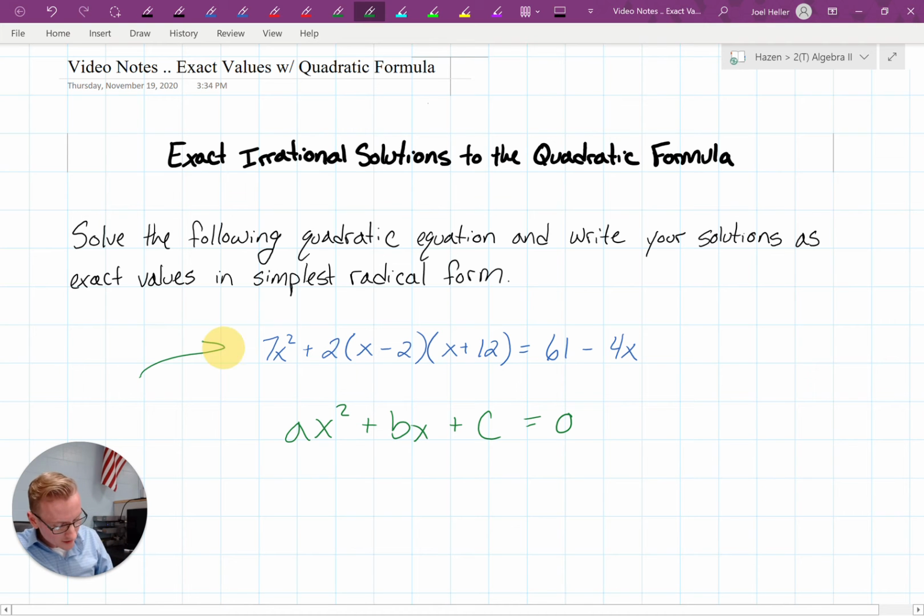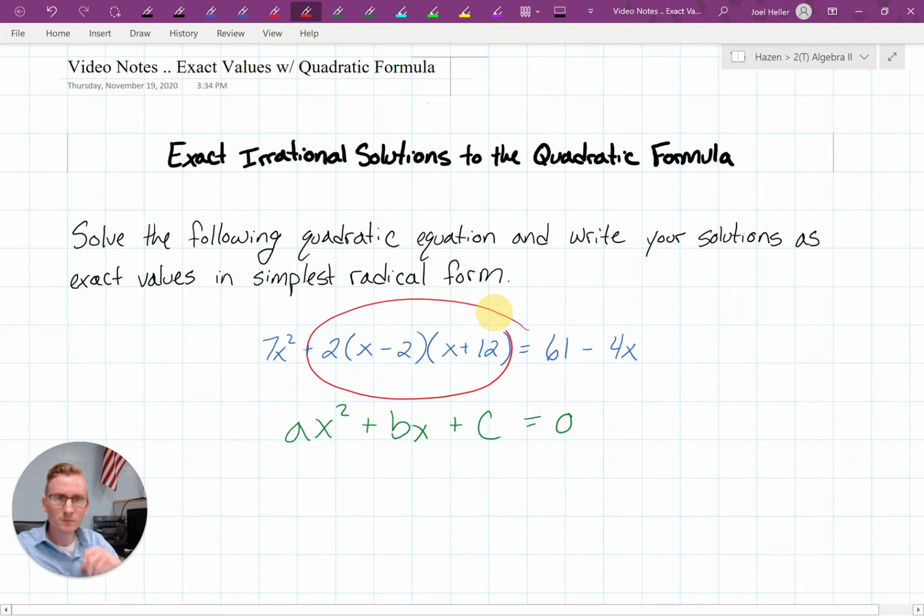So to do that with this expression here, I think I'll start with that set of parentheses. Start right here. Let's get rid of those parentheses. To do that, we're going to use the distributive property. We'll FOIL that set of parentheses. We'll do first, outside, inside, last.